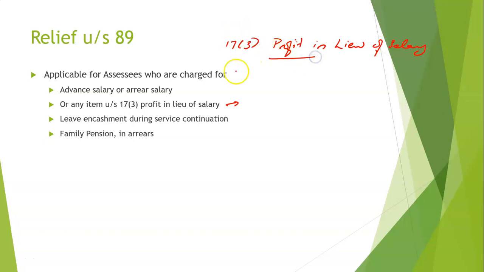Now this includes, number 1, terminal compensation. Number two, payment from an unrecognized provident fund, or payment from an unrecognized superannuation fund. Unrecognized, that's key here. Number 3, any payment under Keyman insurance policy.